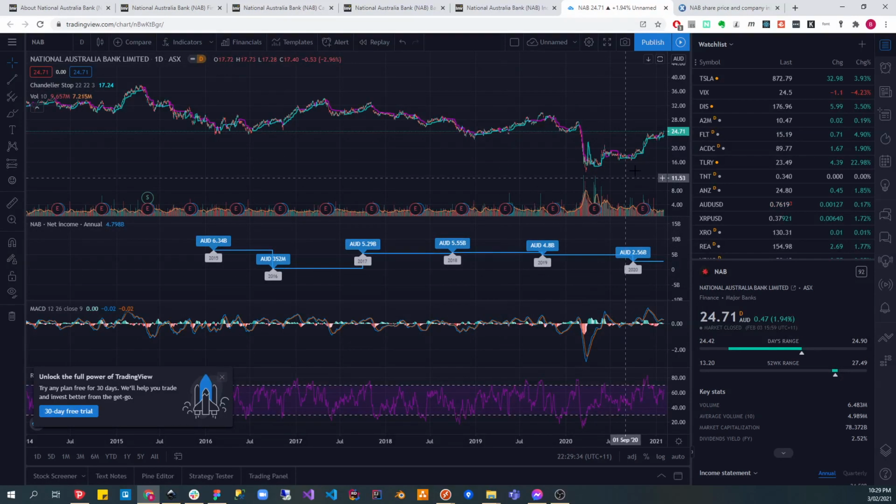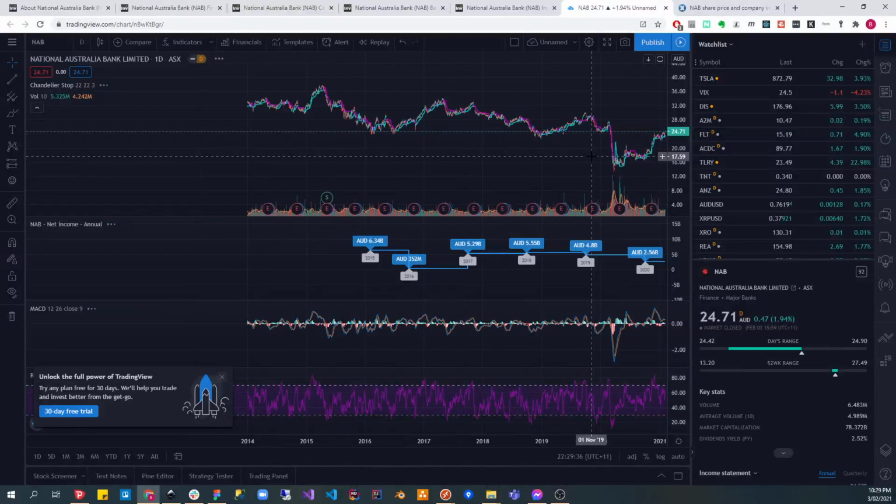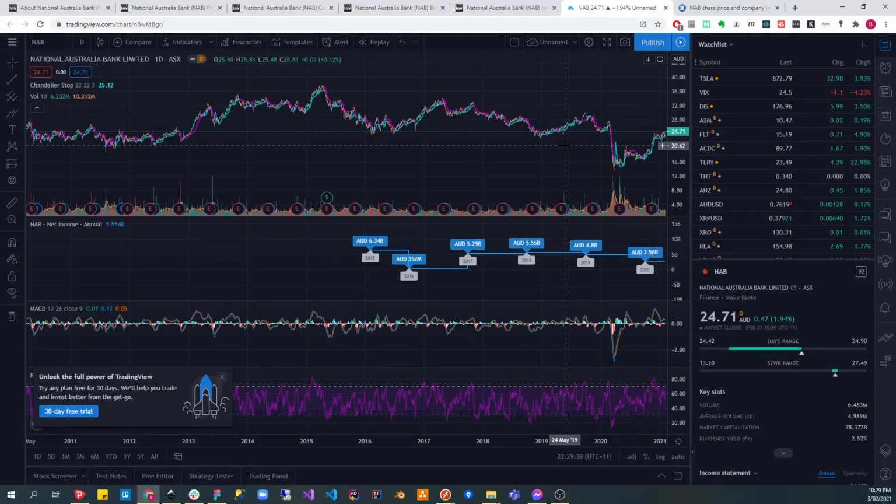All right, looking at this, it's a very similar chart to the other banks. It's definitely a better looking chart than Westpac though. It's nearly at the previous high. Commonwealth Bank is probably the better one because it's actually at its previous high. This one here was much higher before, 37.77.